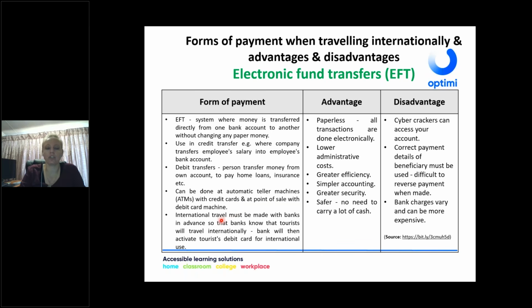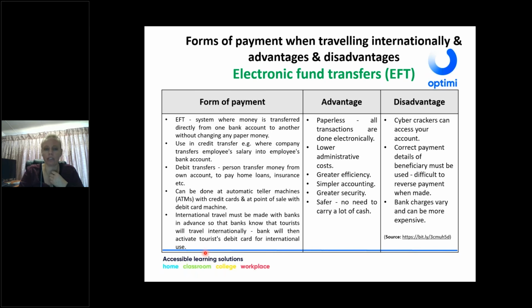For international travel, banks must be told in advance so that they know that the tourist will travel internationally. The bank will then activate the tourist's debit card for international use. So it's very important to notify your bank should you be traveling internationally.